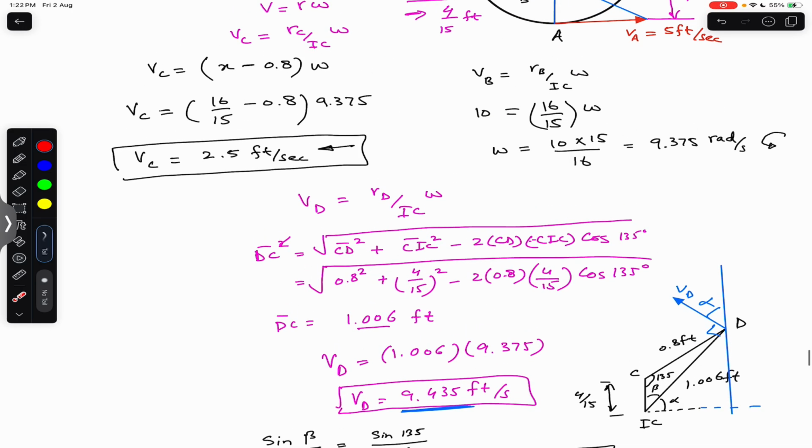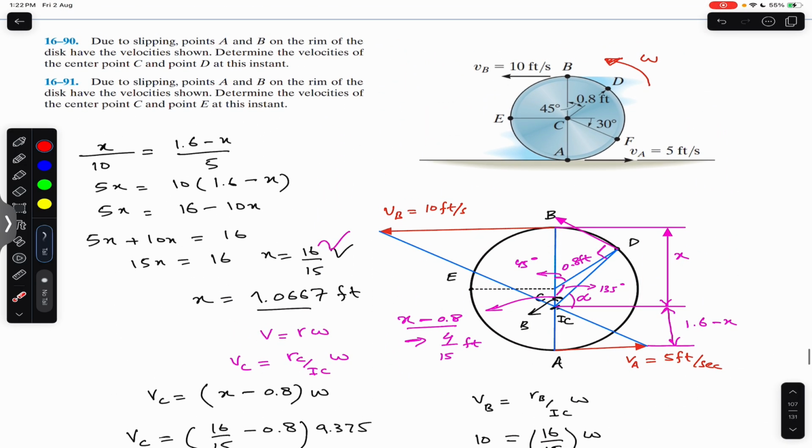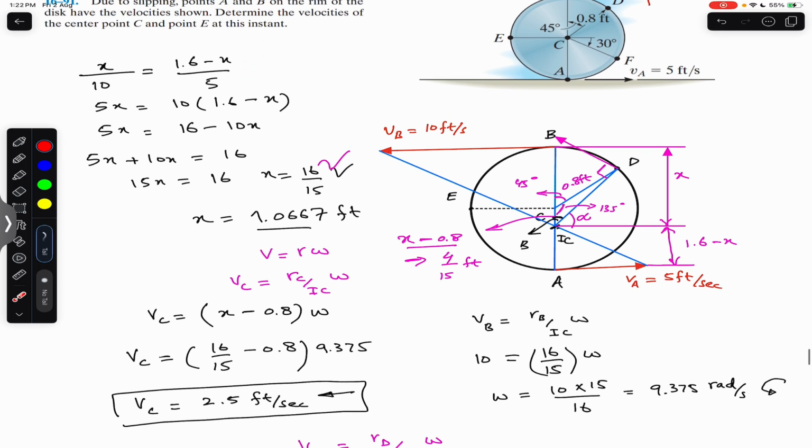Now this second problem also says everything remains the same. It says that we also have to find the velocity of point E as well. So now again, considering the same instantaneous center, we have to find the velocity of point E. So let me erase all these.